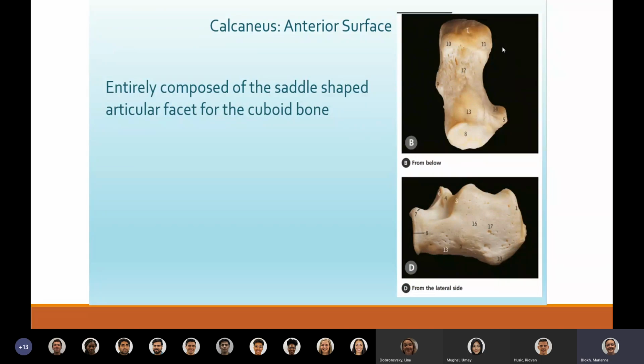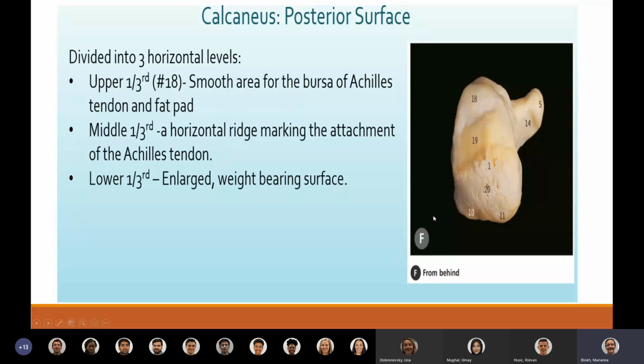Anterior surface of the calcaneus. The anterior surface of the calcaneus is basically this saddle-shaped articular facet for the cuboid. And think about it: when you have a saddle-shaped joint in general, do you have a lot of movement between it? No. So this joint between the calcaneus and the cuboid is meant more for stability purposes, okay? Saddle-shaped, making it unique on the lateral side.